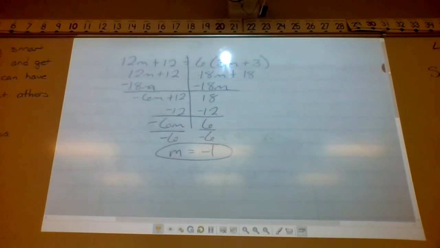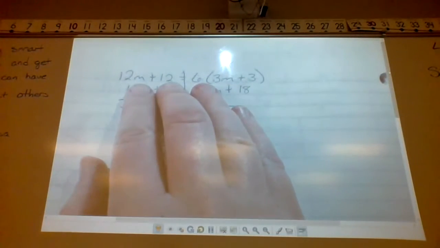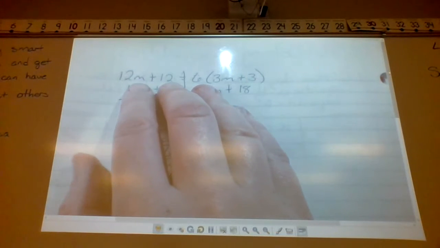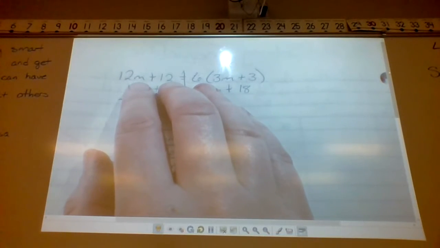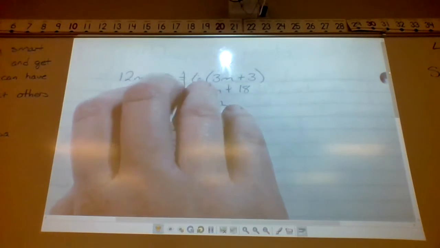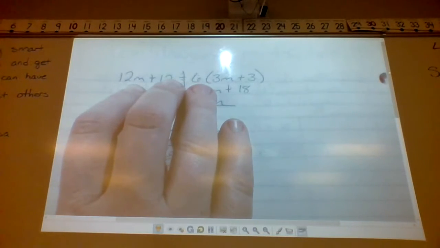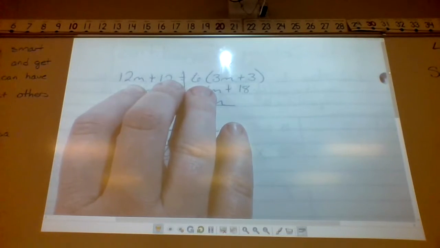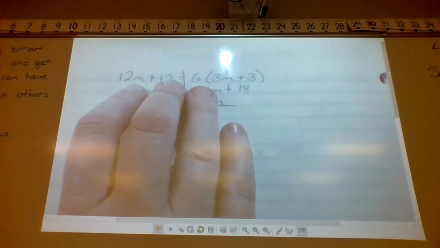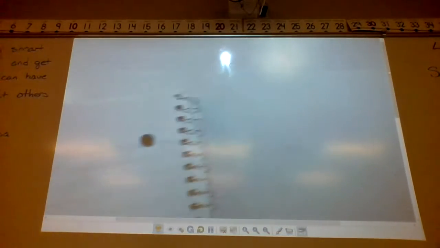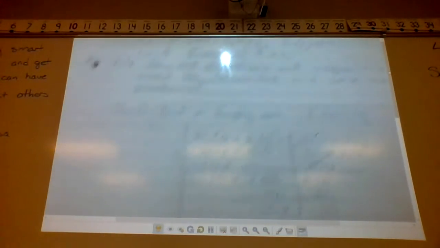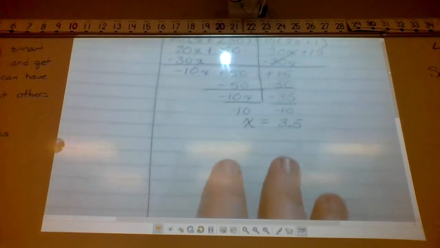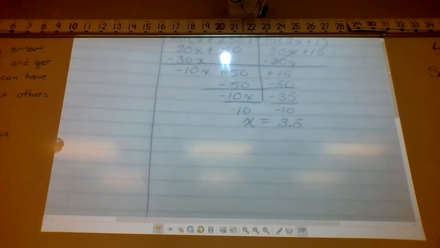So, what's the difference between this problem here and the one I showed you yesterday, or two days ago? The difference is this one you have to distribute. That's the biggest difference so far. Go back to your teacher page. We're going to do this problem.